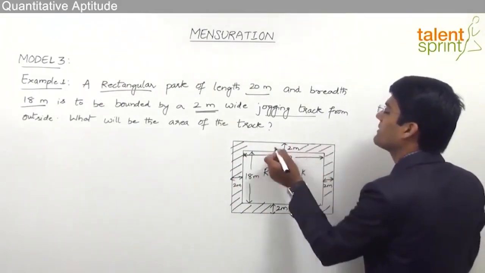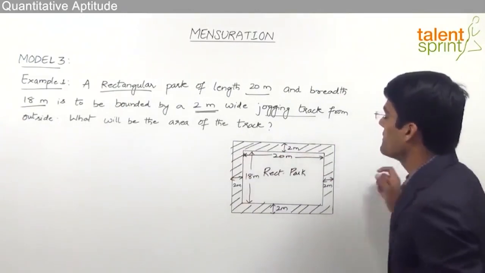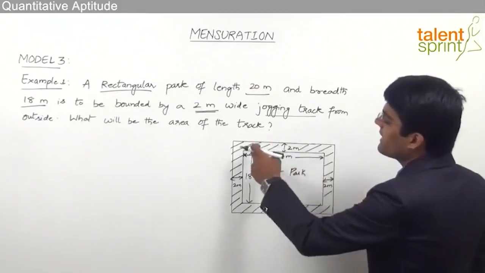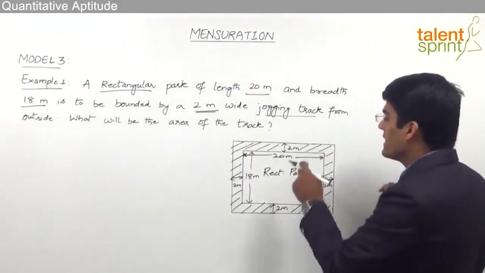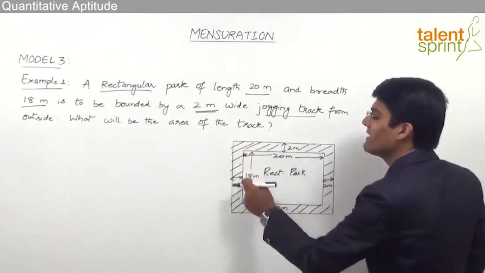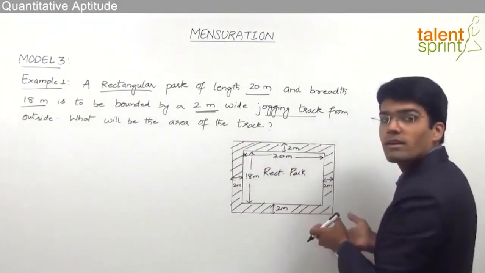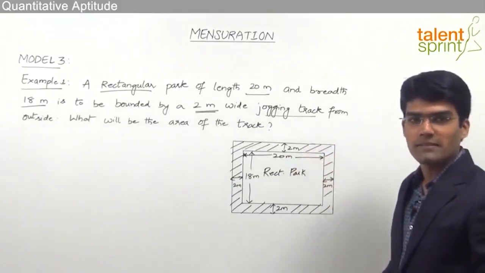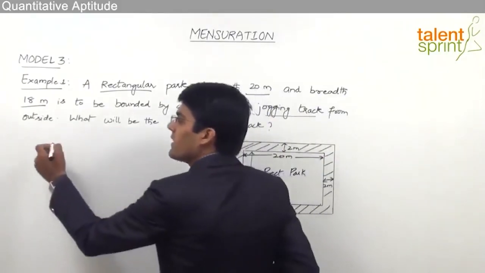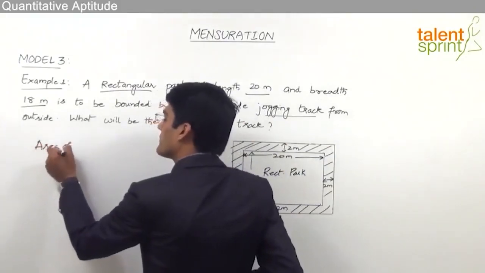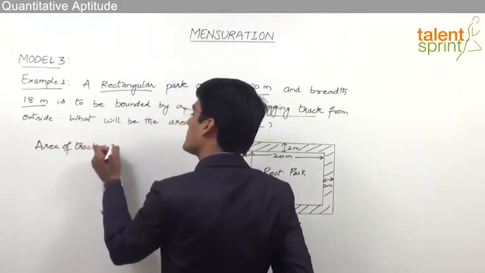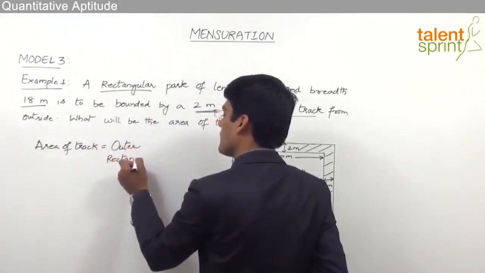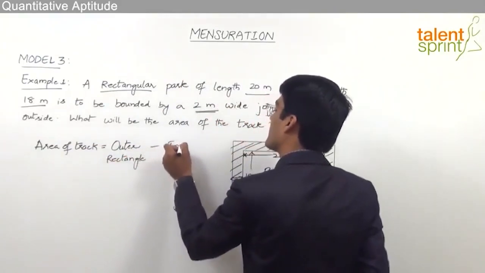So this is nothing but the jogging track which has been constructed and we are supposed to find out the area. If you try to observe this figure, the shaded area here can be calculated by taking the outer rectangle area minus inner rectangle. So from the complete rectangle, outer rectangle, if we subtract the inner rectangle, the remaining area will be the area of the jogging track. So we can say area of the track or the required area will be nothing but outer rectangle minus inner rectangle.